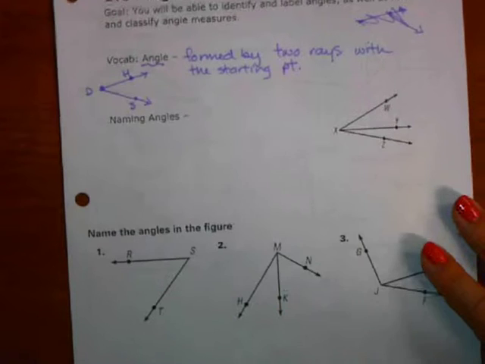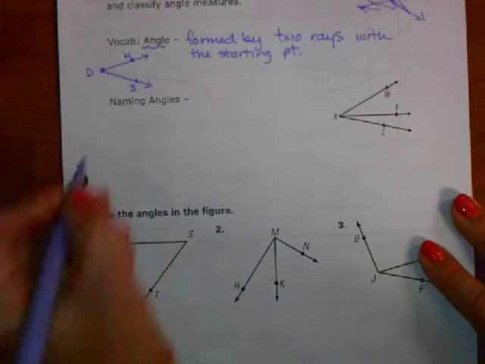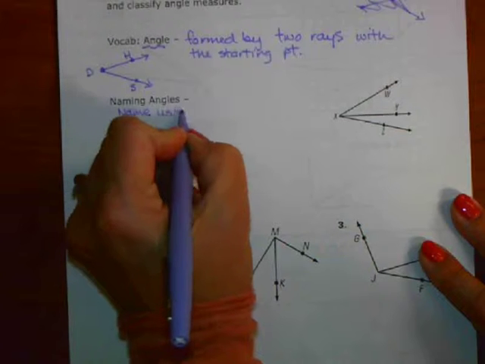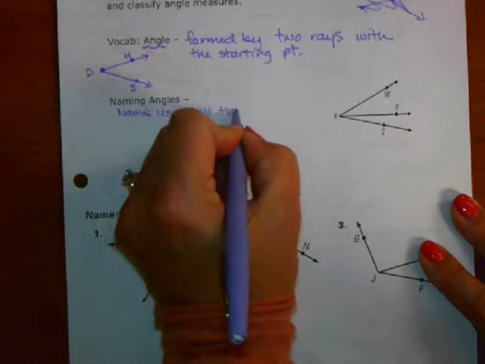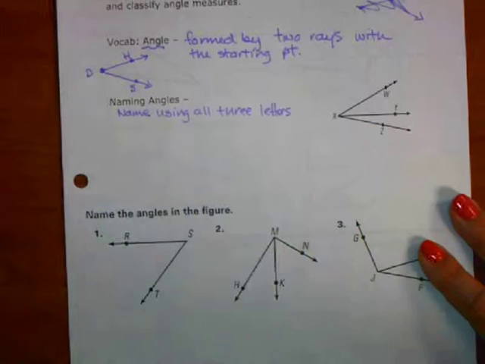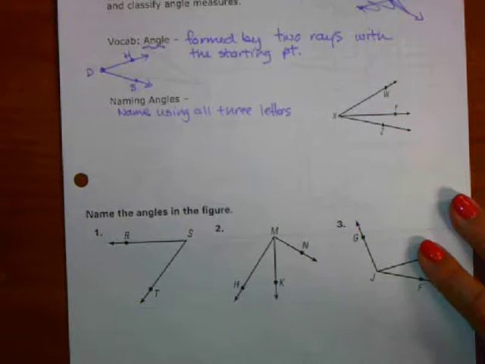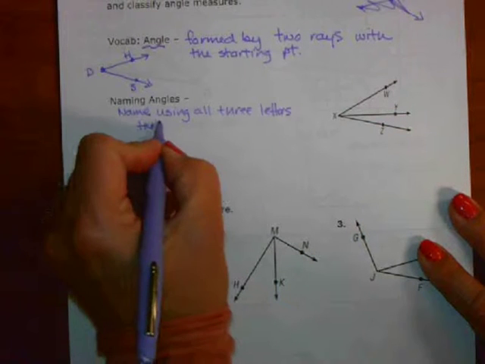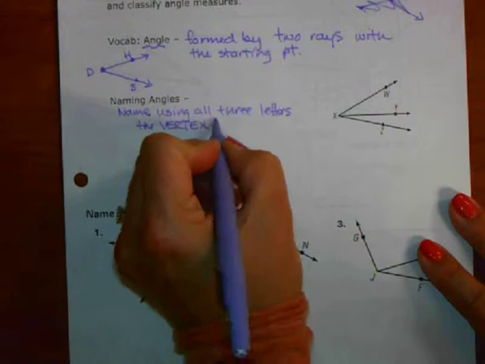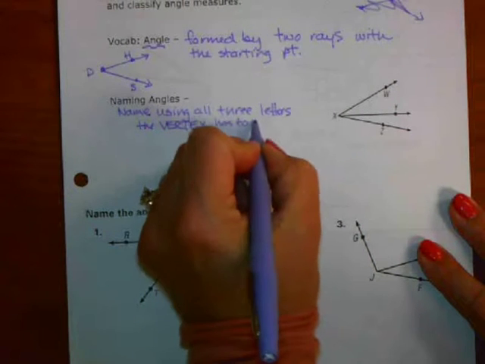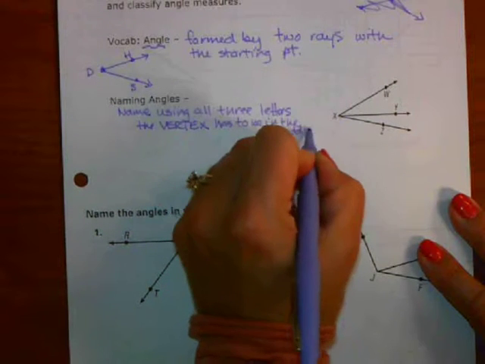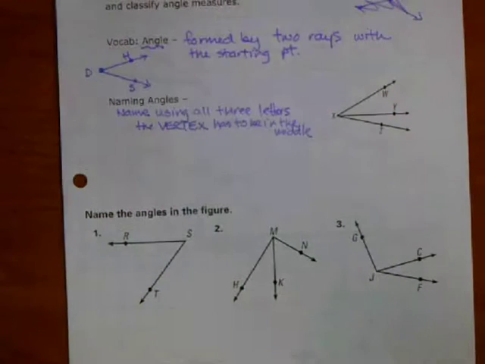Okay, so naming angles. There are different ways to name angles. You can name them using all three letters. But very important when you do that, the vertex, and I'll show you what I mean by that, has to be in the middle. And this may seem obvious, but sometimes it trips people up.